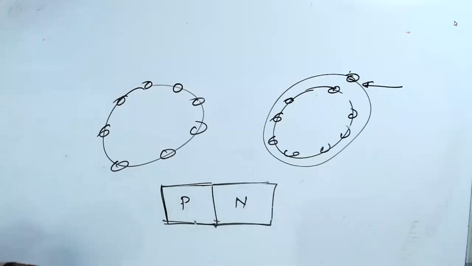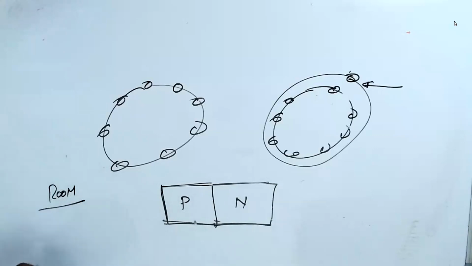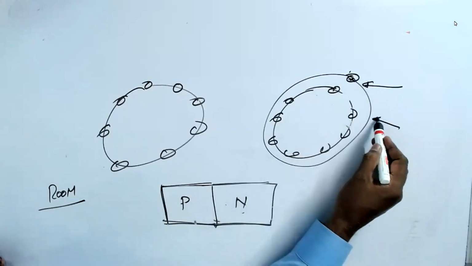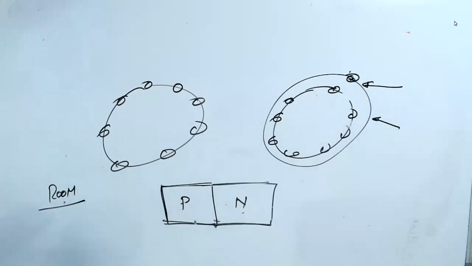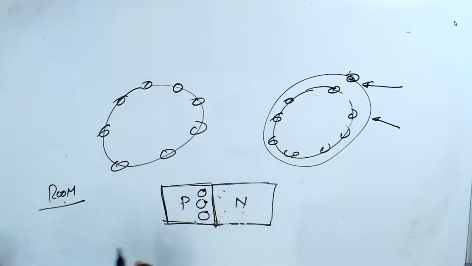But at room temperature, this is enough to make the electron move. This electron gets the energy from the outside at room temperature, so the electron will move. Okay. And they cannot go and get into the electrons of this guy. There's a hole here.